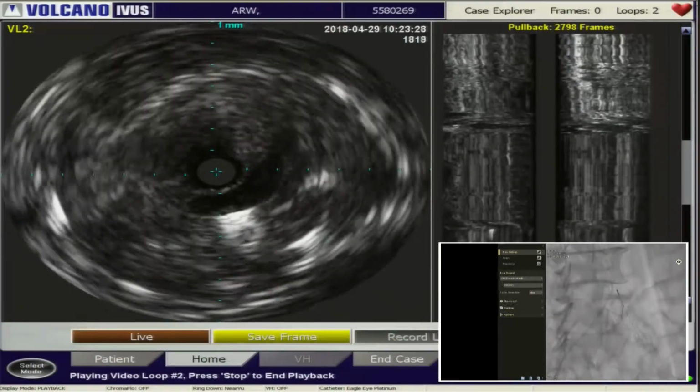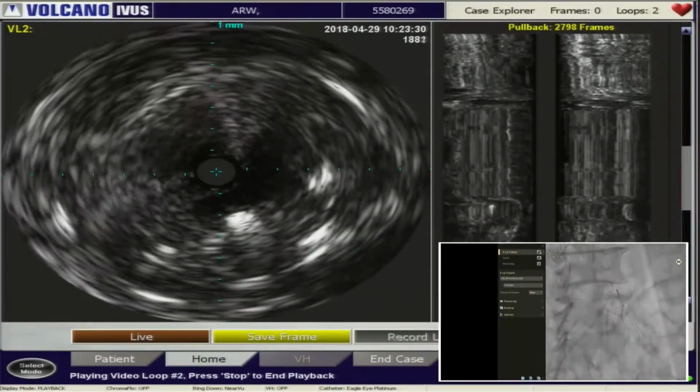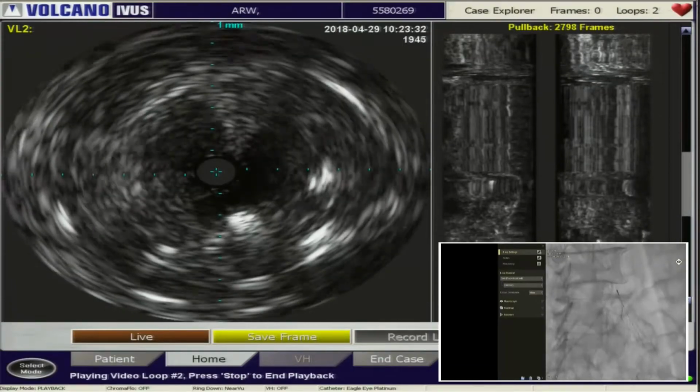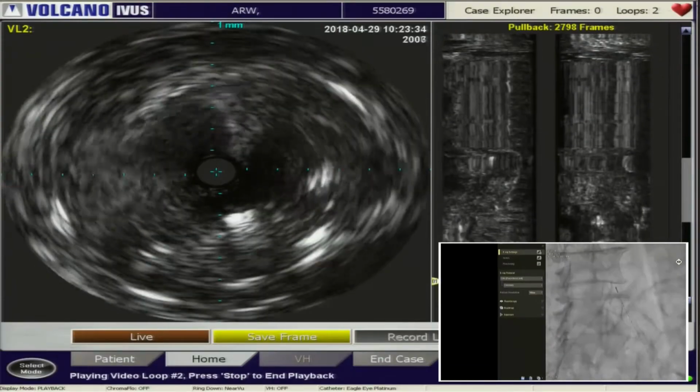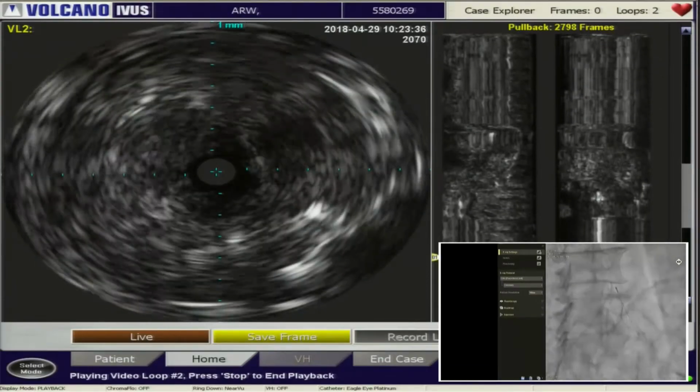It went by quickly. I don't know if you can freeze on it, the one from before, and show us again. Show the stent again. We repeated it again, just for the area of the stent.